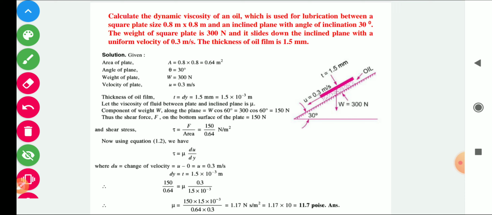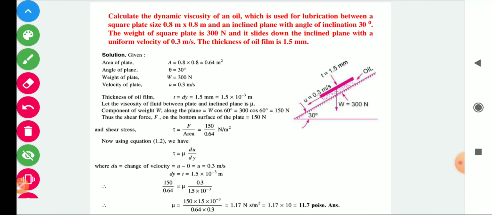Now let the viscosity of fluid between plate and inclined plane be mu. Now the component of weight W along the plane will be W cos theta. So W is the weight of the plate, that is equal to 300 Newton into cos theta. So the final value of this component of weight is 150 Newton. So this weight is one form of force, so this is equal to shear force.